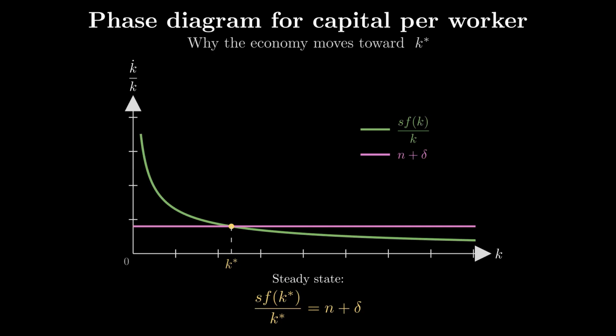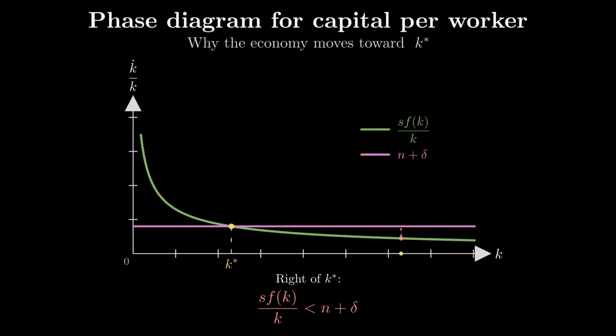At the intersection, investment per unit of capital exactly equals the break-even rate. So, the growth rate of capital per worker equals 0, and this is the steady state, K star. To the left of K star, the green curve is above the break-even line. So, the growth rate of capital per worker is greater than 0, and capital per worker rises.